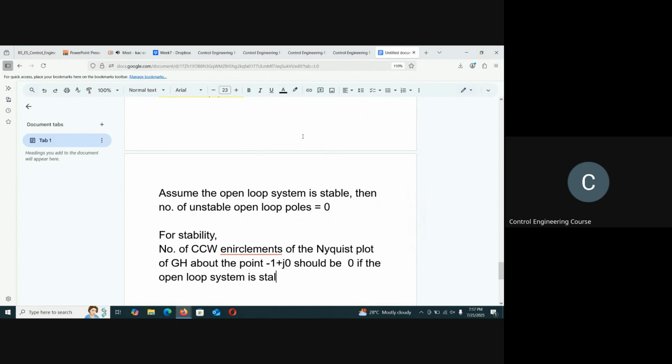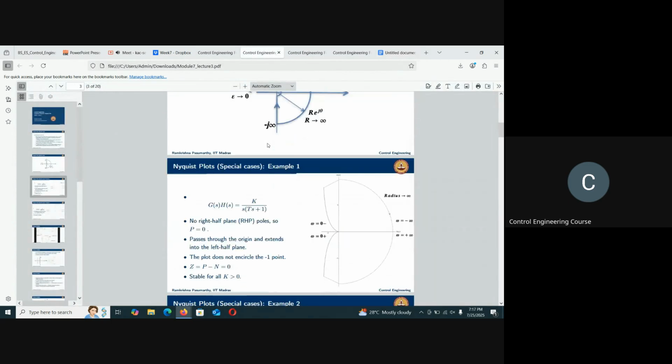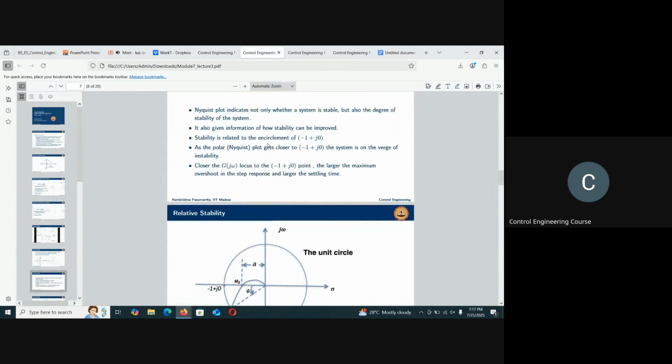So if the open loop system is already stable, and you also want the closed loop system to be stable, then the Nyquist plot should never encircle -1 plus J0. If it does, you are gone. If it does, the number of such unstable closed loop poles is given by the number of clockwise encirclements. So that is what the Nyquist stability theorem is.